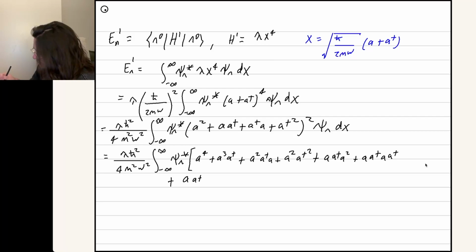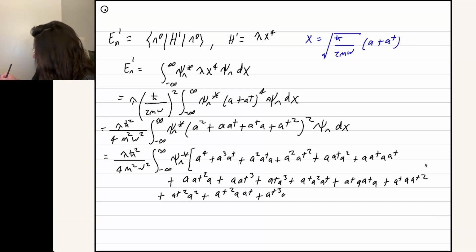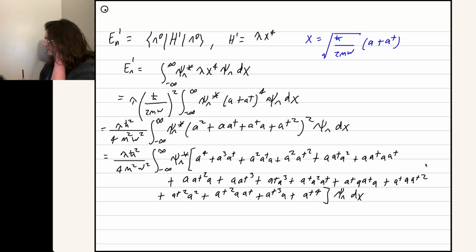plus a dagger squared a plus a dagger cubed plus a dagger a cubed plus a dagger a squared a dagger plus a dagger a dagger a plus a dagger a dagger squared plus a dagger squared a squared plus a dagger squared a dagger plus a dagger cubed a plus a dagger to the fourth times psi n dx.